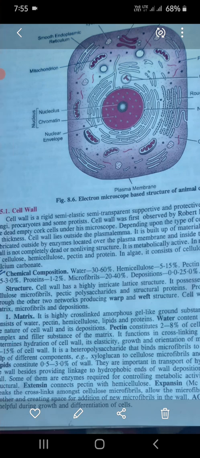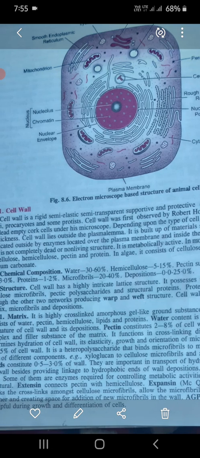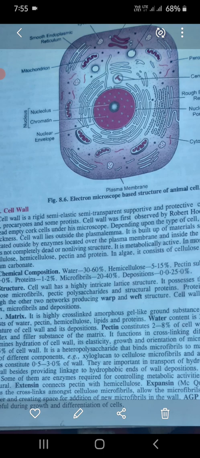It forms the colloidal complex and filler substance of the matrix. It functions in cross-linking different substances. Pectin determines hydration of cell wall, its elasticity, growth, and orientation of microfibrils. Hemicellulose is 5 to 15% of the cell wall. It is heteropolysaccharides that binds microfibrils to matrix of the cell wall with the help of different components.